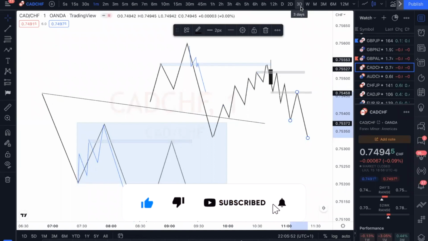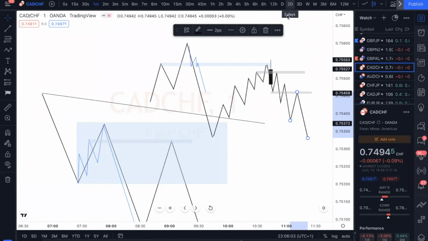For the QM level, where do we actually have it? Is it on the leg that started the rally or at the place we have the BMS? Where do you mark it? Yes, you mark the left shoulder. You mark it from the close of the candle to the wick.